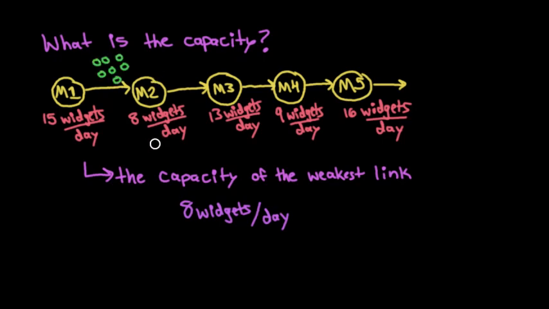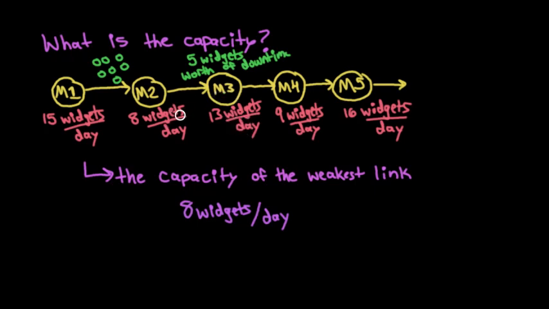And on average in a day, you're going to have 7 widgets outside of machine 2 waiting to be processed: 15 minus 8. Machine 3, on the other hand, is capable of producing 13 widgets per day, which means it's going to have a shortage. In fact, it's going to have 5 widgets worth of downtime, all because they're waiting on product to come from machine 2. And so machine 3 in reality isn't actually putting out 13 widgets per day.